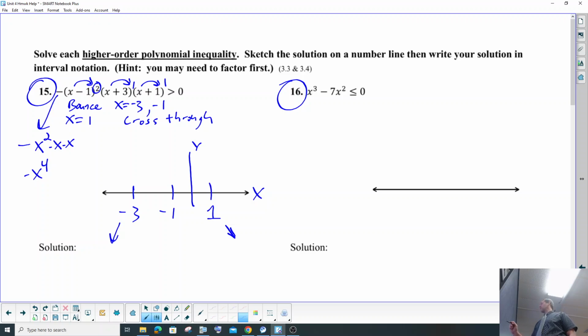Okay, so negative 3 we're going to cross through. And negative 1 we're going to cross through. And then at 1 we're going to bounce. Good. They want to know where it's greater than 0.